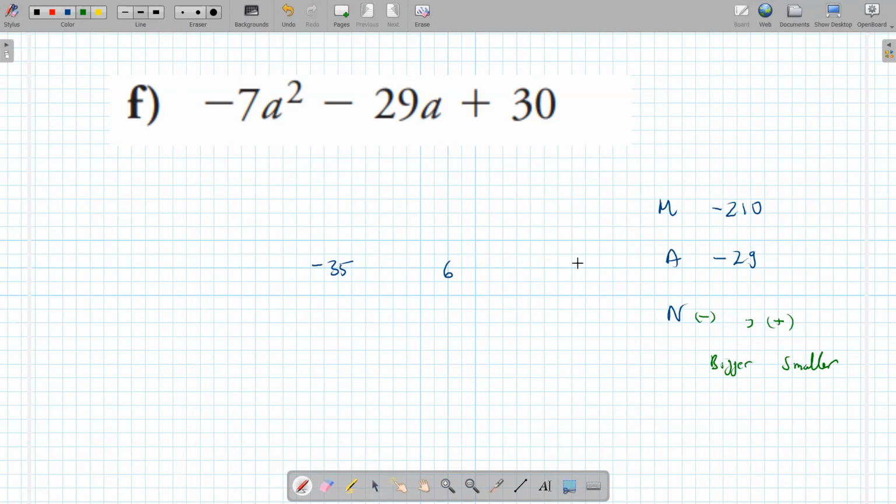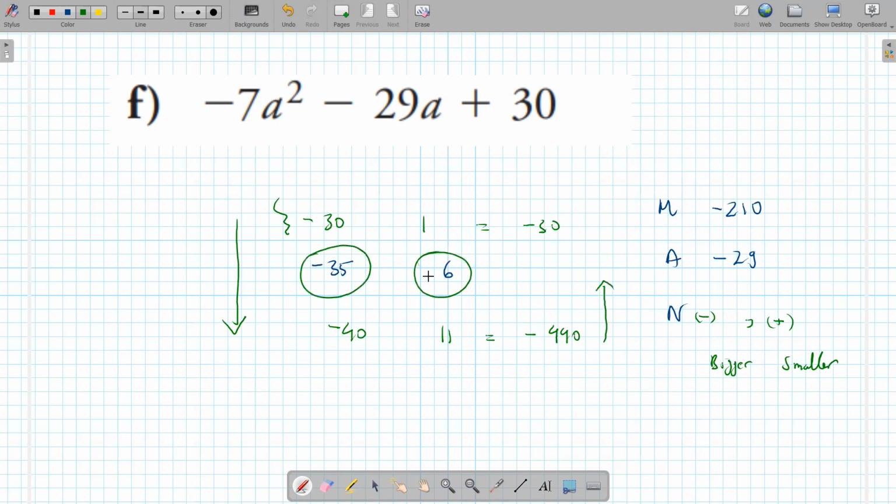Usually what you do here, you'll do this, and you'll see that you're way off, okay? So you need to go down this direction. And if you do -40 and 11, you'll get something like -440. So you have to go back up here. And then eventually you're going to reach -35 and 6. That's a number that's divisible by 5, so that's why I picked 35 here. So anyways, negative 35 and 6, whatever. That's the difficult part in this question.